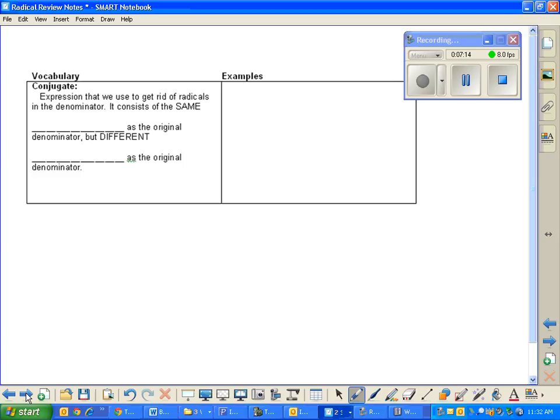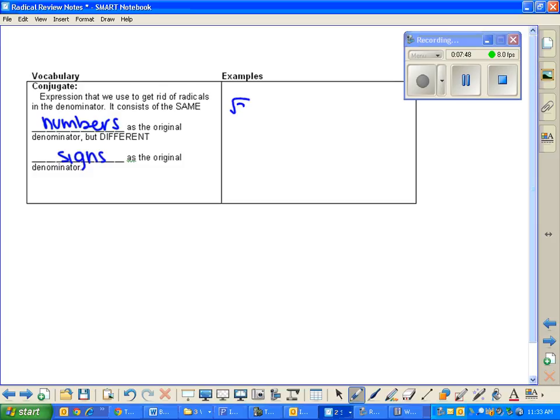Our one and only vocab word for today, conjugate. I've said it before, we've worked with it before. We are just reminding you again. A conjugate is the expression that we use to get rid of radicals in the denominator. It consists of the same numbers as the original denominator, but a different sign. So I'm just going to write some expressions that might be in your denominator.